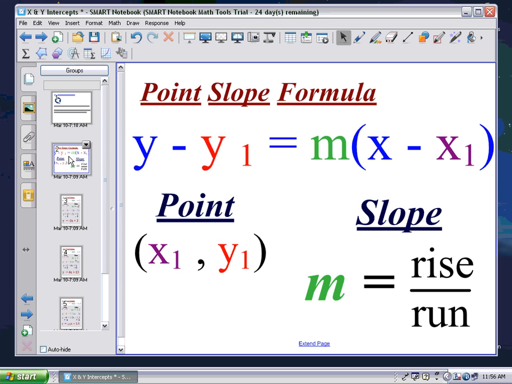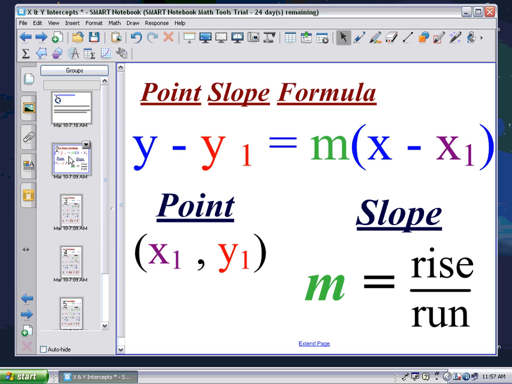Basically, there are three values I have located up here that are different in color: y1, m, and x1. When I use the point-slope formula, here is what I need. I need to have a point. They have to give me a point value, an x1 and a y1 value. Notice that every ordered pair you have, the first term is always x, the second term is always y. And in that point, the first term, the x1, is the value that I'm going to substitute into the formula. Please note the color coding because these are where the values go.